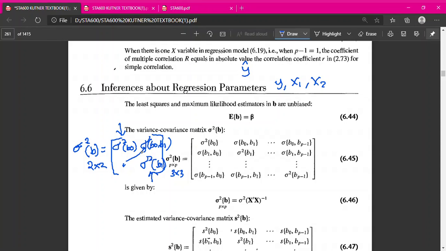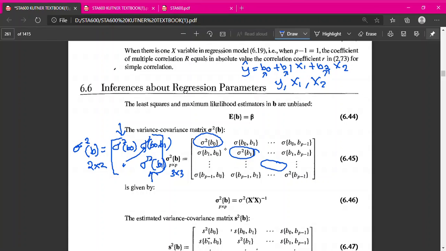Our regression function will be y hat equal to beta naught plus beta 1 x1 plus beta 2 x2. So our parameters will be 3. Because of that, here will be 3 by 3. Our intention, for this example, is to get the variance for beta naught, the variance for beta 1 and the variance for beta 2, for example here.